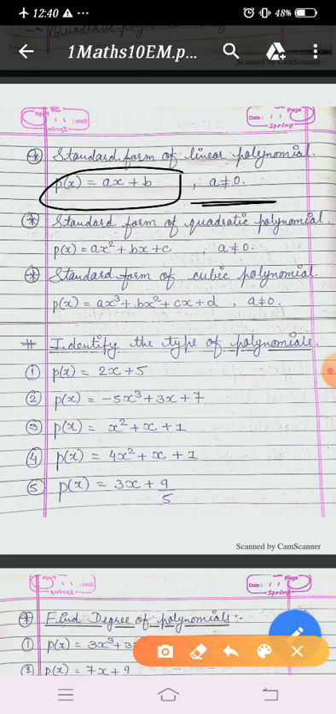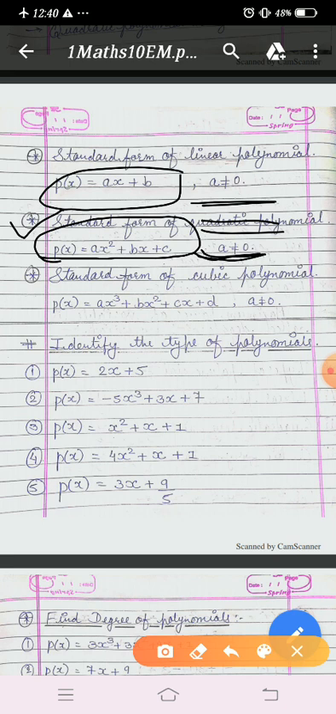Next one is the standard form of a quadratic equation. Quadratic means the degree of the polynomial must be equal to 2. So the standard form of a quadratic equation will be ax square plus bx plus c, where the coefficient of x square must not be equal to 0. The coefficient of x square is here a. So here a must not be equal to 0.